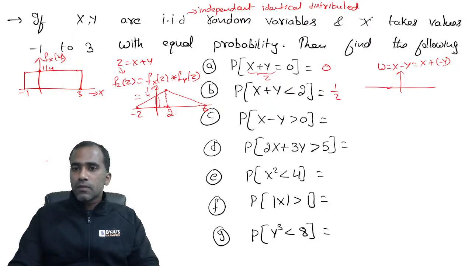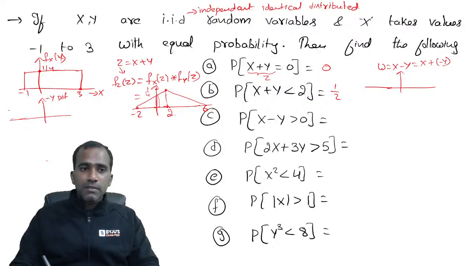So x PDF will be something like this. Y PDF we know is exactly the same as this, but we want minus y PDF. So how will minus y PDF look? Minus y means just invert the values, invert the PDF. It will be something like this, from minus 3 to plus 1. This is how it looks.